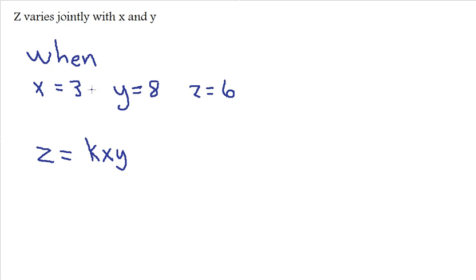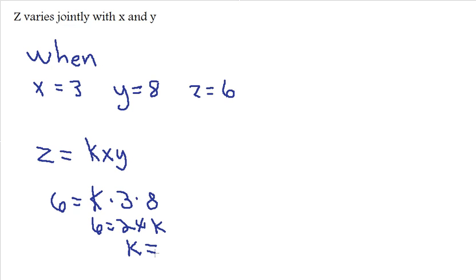Now we're going to substitute in all the values for x, y, and z, and solve for our constant of variation. So you're going to have 6 equals unknown k, x of 3, y of 8, solve for k. 6 equals 24k. Easy now. Divide both sides by 24. So k is equal to 6 divided by 24. Reduce that fraction. 6 goes in 6 once. 6 goes in 24 4 times. My constant of variation is now a fourth.